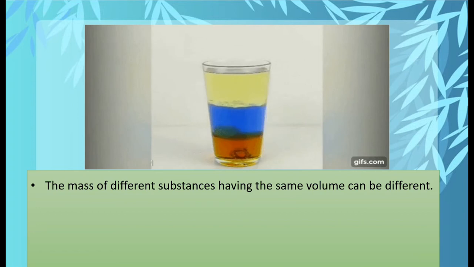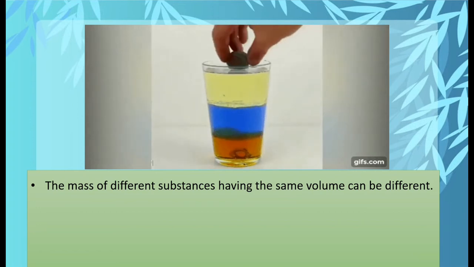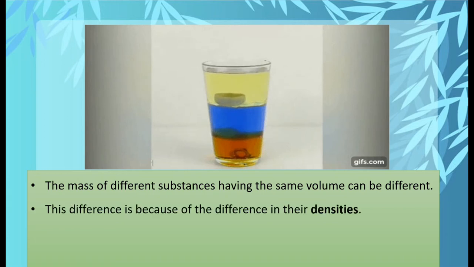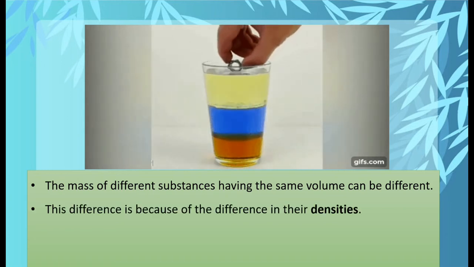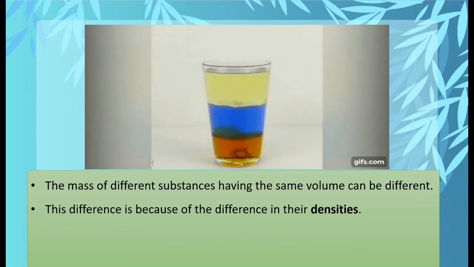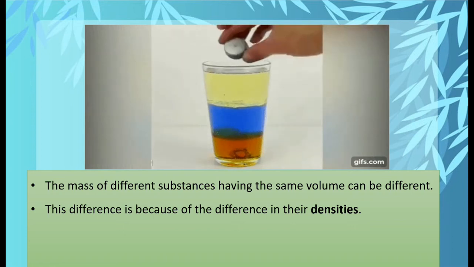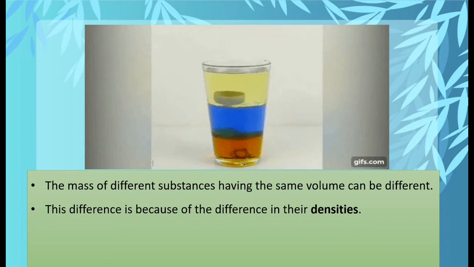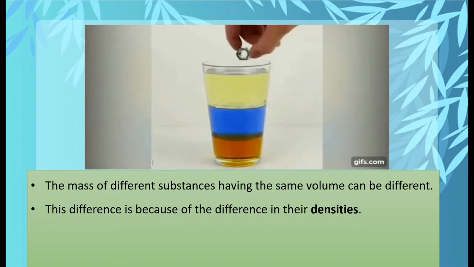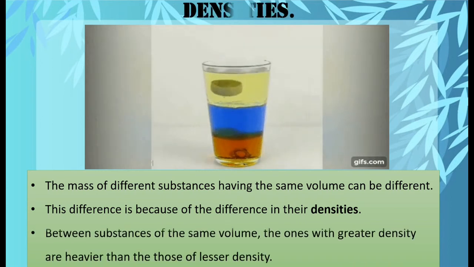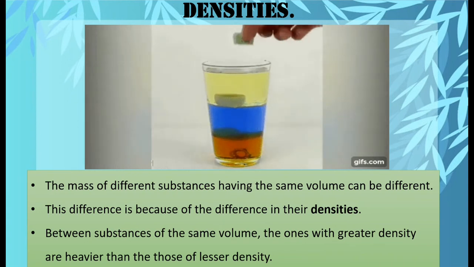ठीक है, the mass of different substances having the same volume can be different. मतलब अगर हमारे पास कोई एक ऑब्जेक्ट है, like if you have two liquids, even if they are of the same amount, ठीक है, same amount का हम लोग ने लिया है, 5 ml ये भी 5 ml वो भी, but उसका जो mass है, मतलब उसके अंदर जितने भी particles present हैं, depending upon that, okay, that is called as the density of that object given to you. So this difference is because of the difference in the densities. So between substances of the same volume, the ones with greater density are heavier than those of the lesser density.